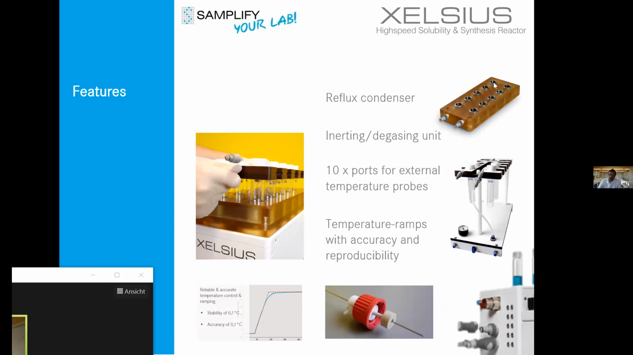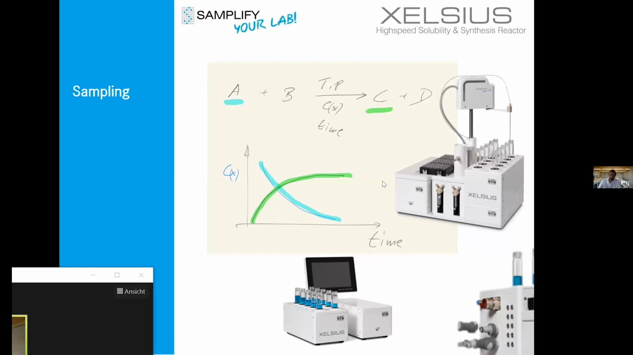So we have the reflux condenser here, we have some inerting units here, and also important is to have some caps for sampling and bring some solvents into reaction in an easy way. And the second part is, if your reaction is still fine, it's also important to think about the sampling of your reaction for the later analysis.